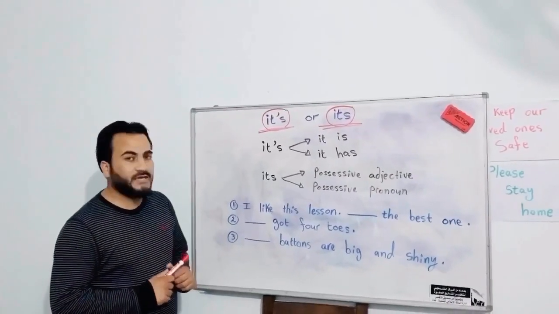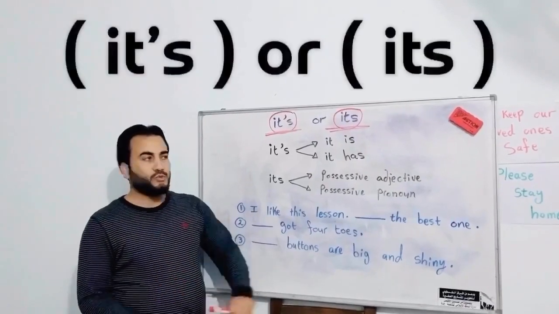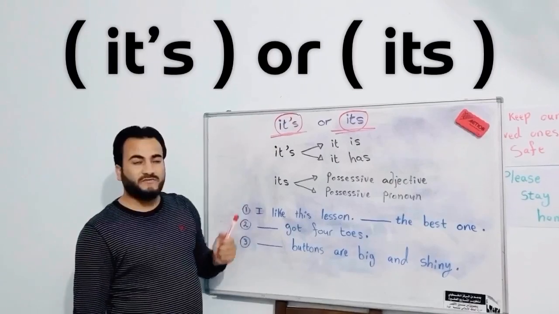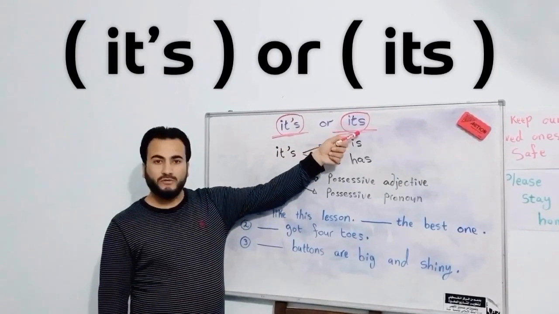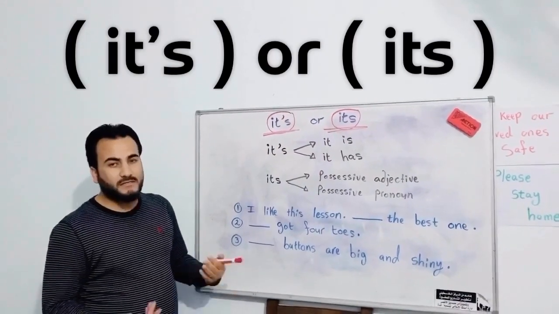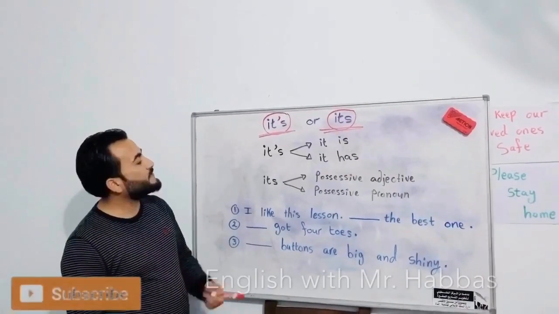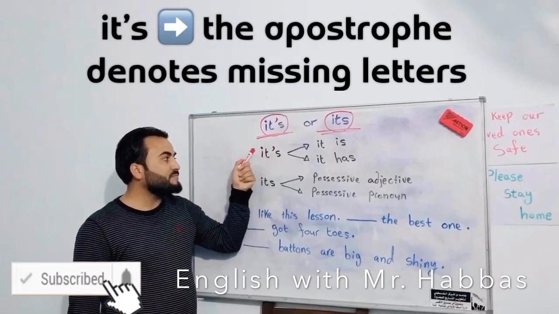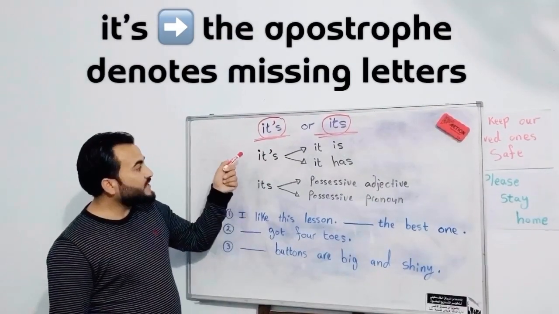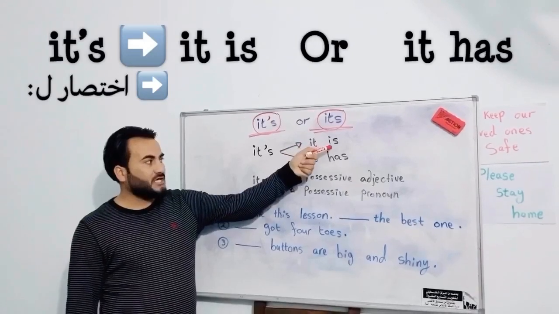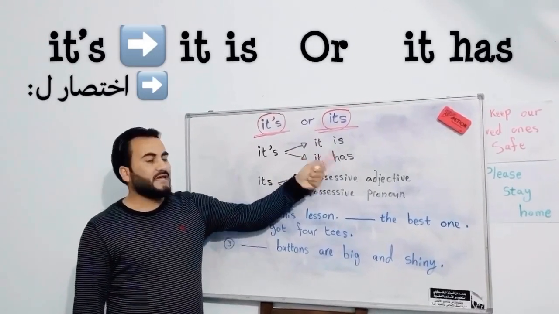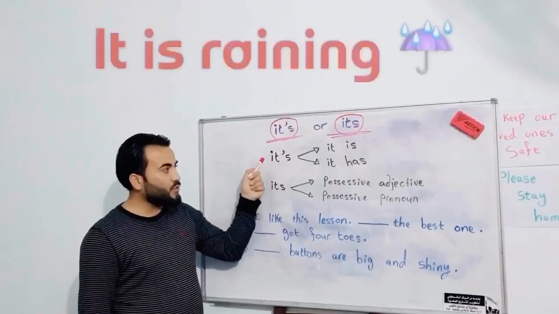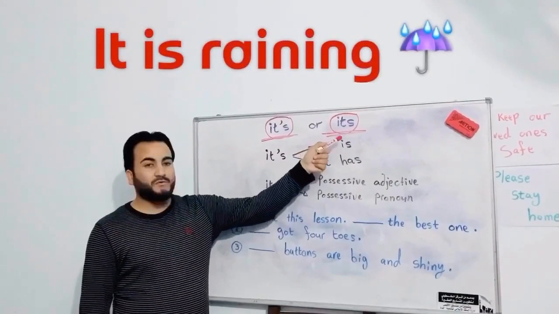Many people get confused about when to use it's or its. It's with an apostrophe or its with no apostrophe. I think it's simple. Let's see. In the case of it's, the apostrophe denotes missing words. So, it means it is or it has. For example, it's raining, or it is raining.